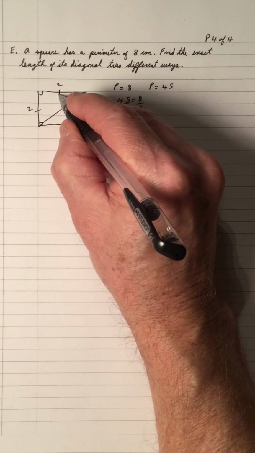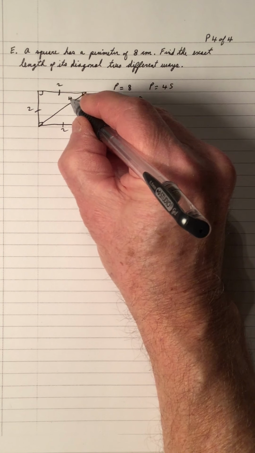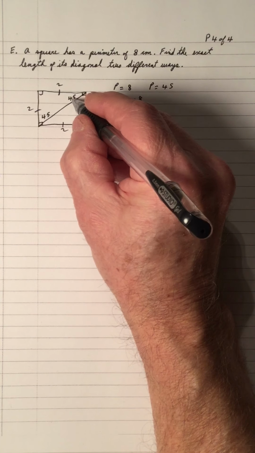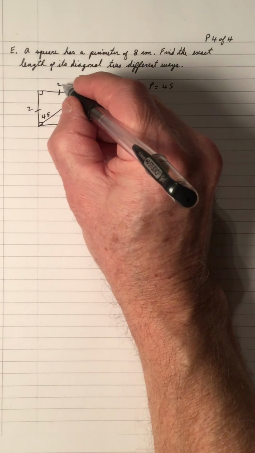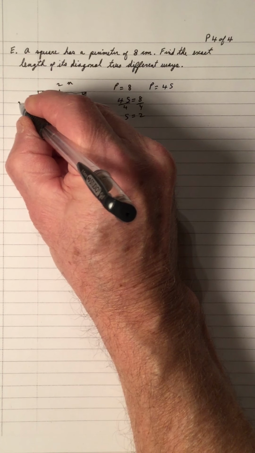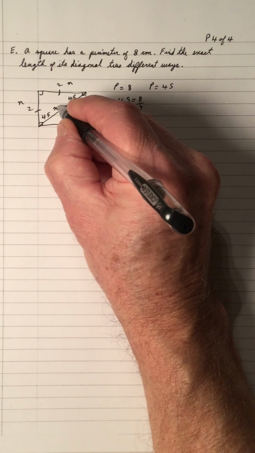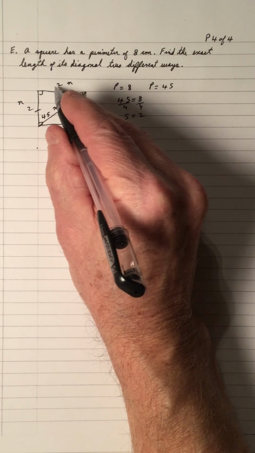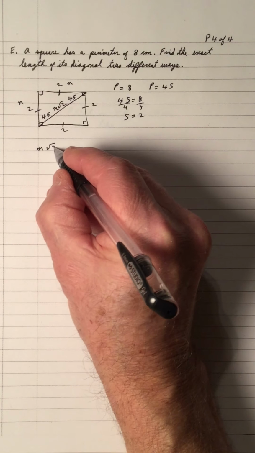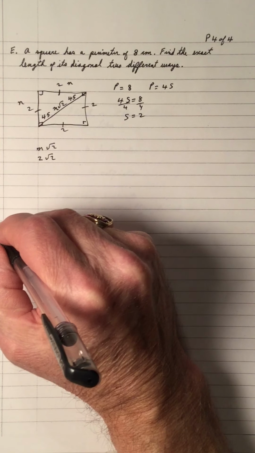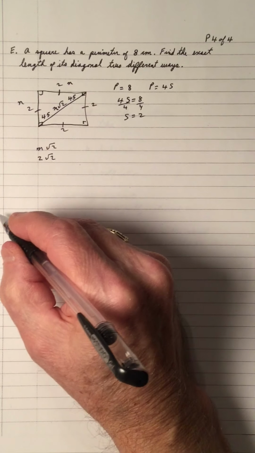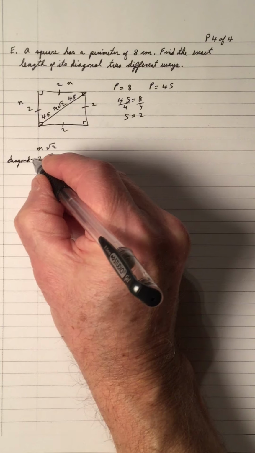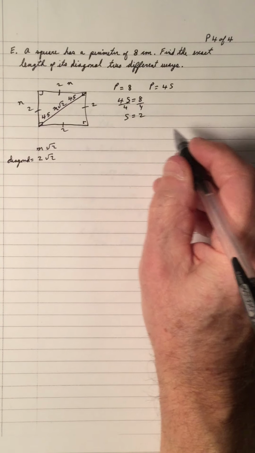But because two sides are equal here, that means these angles are 45s, because if two sides are equal, the angles opposite those sides are equal. That means this triangle, that's an n, and this is n root 2. So if n is 2, then n root 2 must be 2 root 2. So that's the length of the diagonal. So the diagonal is 2 root 2.